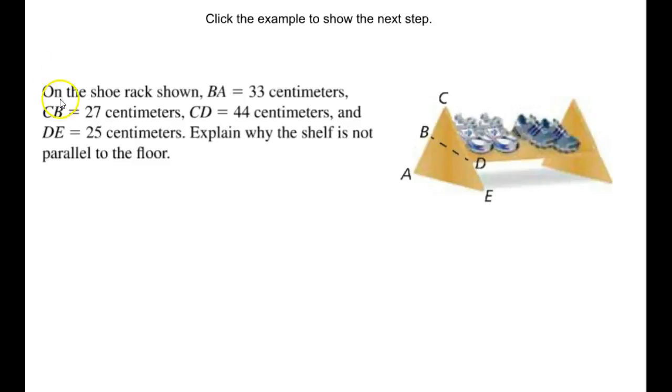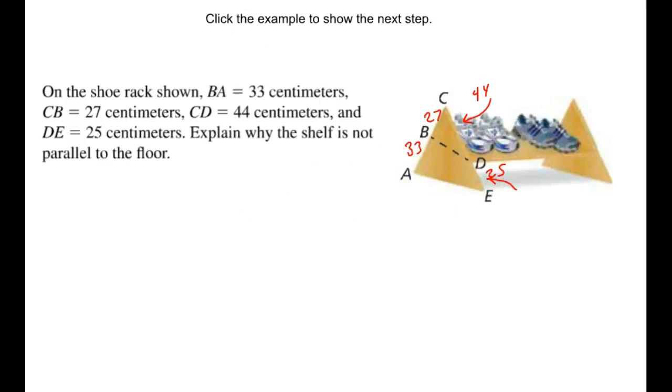So now here's our next example. On the shoe rack shown, BA equals 33 centimeters. And I'm going to go ahead and label these, because we always want to draw our picture and then label what we have. So BA is 33 centimeters, CB is 27 centimeters, CD is 44 centimeters, and DE is 25 centimeters. Explain why the shelf is not parallel to the floor.